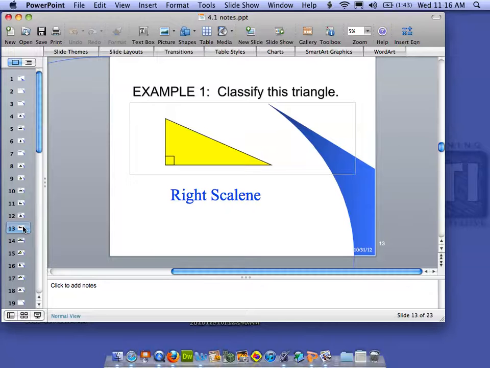So on your example number 1, to classify the triangle, it's important to remember, what am I asking you to do when I use the word classify? I need for you to give it all of its names. So the triangle is right because it has a right angle, and scalene because no sides are the same length.